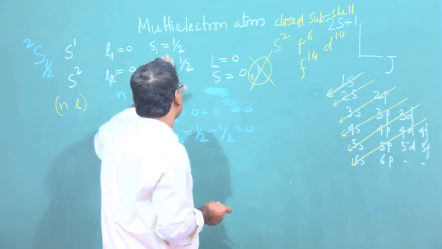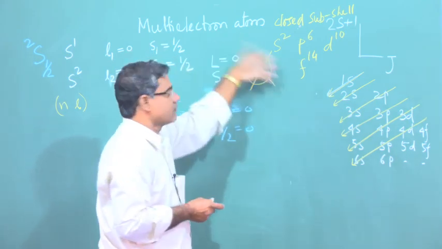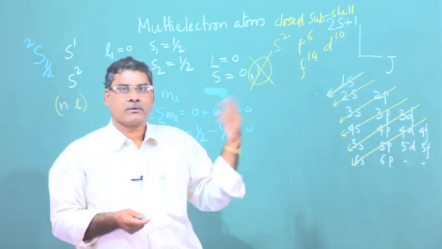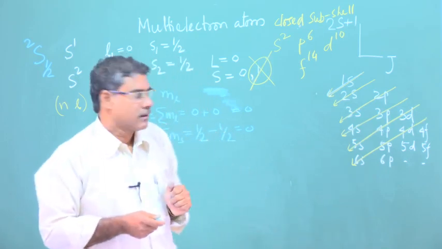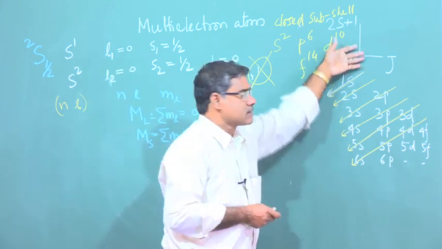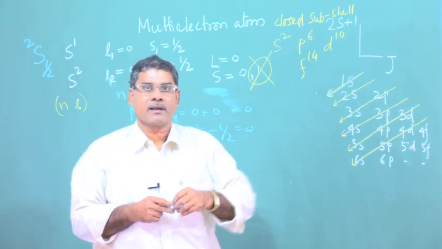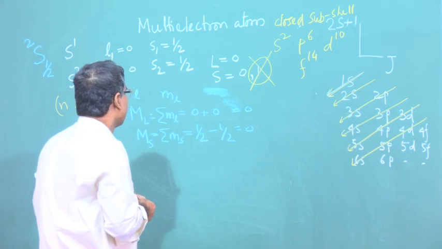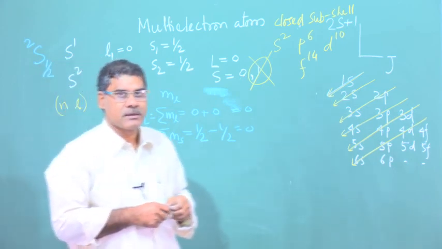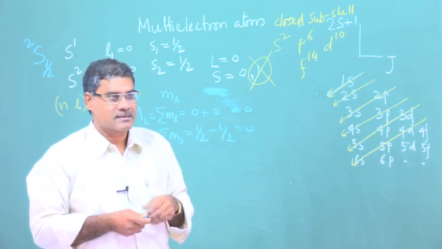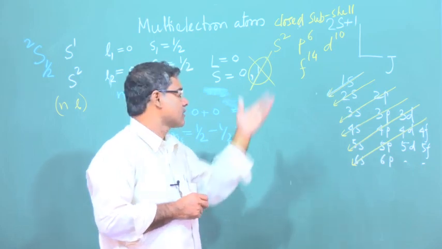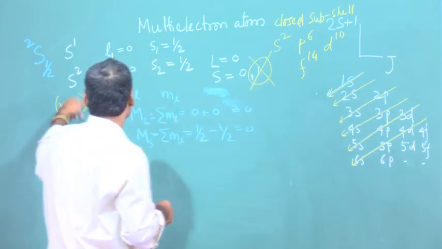Straightforwardly, following the vector model, whatever L and S we get, all of those are allowed, and the corresponding spectroscopic term we can write, we can find out. But when the electrons are equivalent electrons, then it is slightly tricky to find out the allowed states, the allowed spectroscopic terms, as we have seen here.